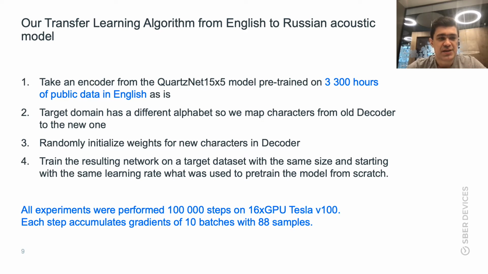Our target domain has a different alphabet, so we map characters from the old decoder to the new one. We randomly initialize weights for new characters in the decoder, then train the resulting network on a target dataset with the same size and starting with the same learning rate that was used to pre-train the model from scratch. All our experiments were performed 100,000 steps on 16 GPU. Each step accumulates gradients of 10 batches with 88 samples.